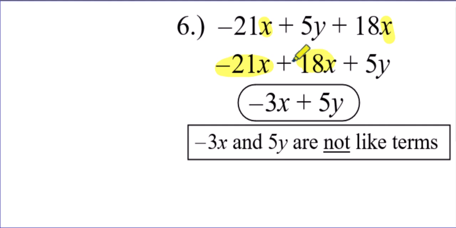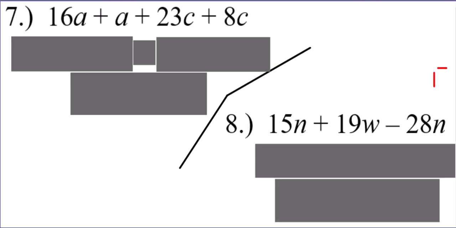Well, once again, you're not really adding in your head. It's a negative and a positive. That's going to give you negative 3x and then plus 5y. And negative 3x and 5y, they are not like terms because they're not the same exact variable. All right, so that was 6 problems, each with something to teach you to set you up for the problems coming up next. 7, 8, 9.